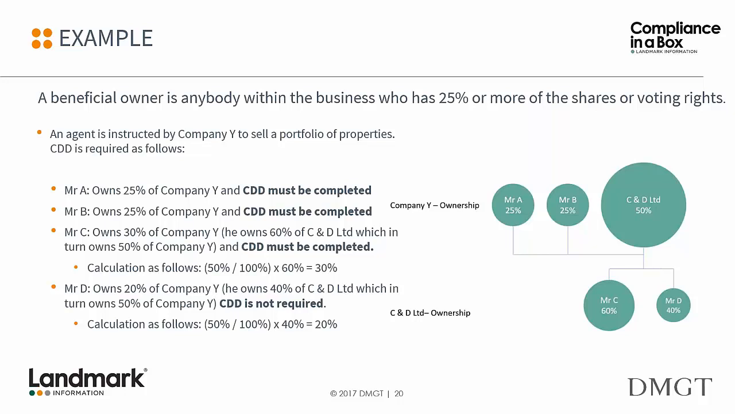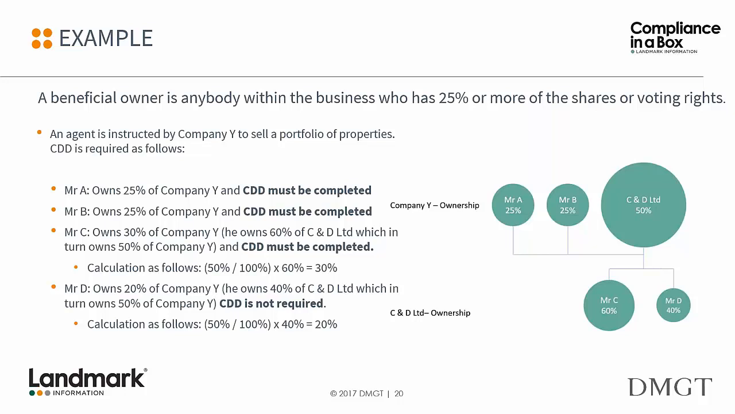Mr. A owns 25%, Mr. B owns 25%, Mr. C owns 30% of the company. Now he owns 60% of C&D Limited, which in turn owns 50% of company Y. And Mr. D owns 20% of company Y. So where we have anyone with 25% or more of the shares, we need to apply customer due diligence.